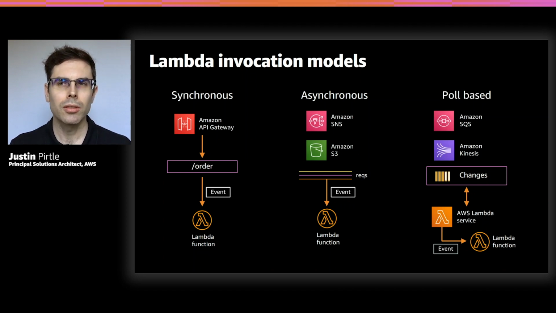And then finally, we have poll-based invocations, which is what we have with SQS, Amazon Kinesis, and DynamoDB streams. And in this case, the Lambda service polls on your behalf the SQS queue or the Kinesis stream, and if and when there is a message in the queue, only then does it invoke your code for your Lambda function to run.